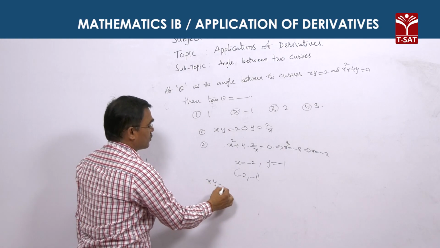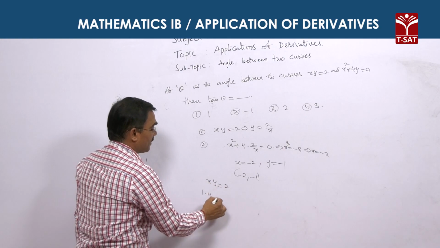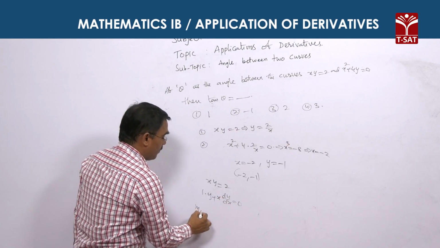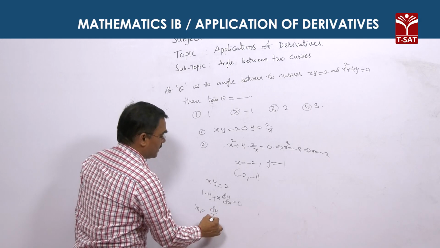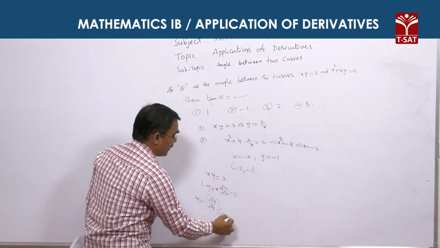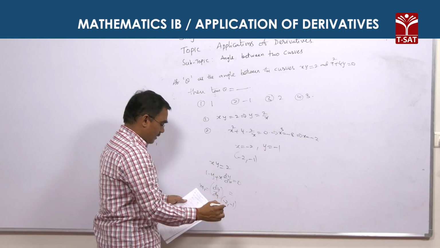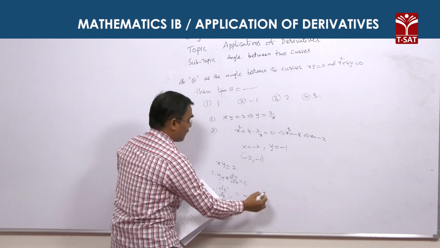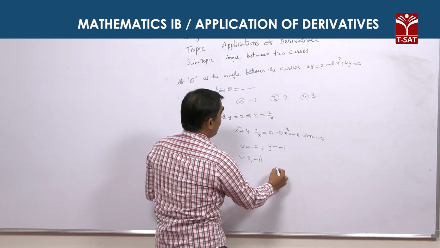So the first curve is xy is equal to 1. Differentiating, 1 into y plus x into dy by dx is equal to 0. Then the slope of the first curve, dy by dx at the point minus 2 comma minus 1, is minus 1 by 2. And the next, what is the second one?